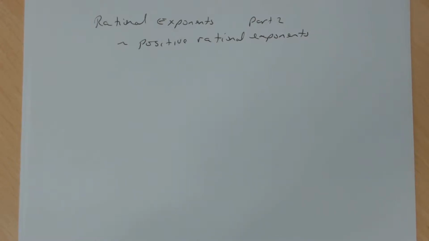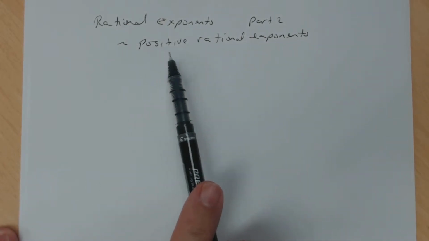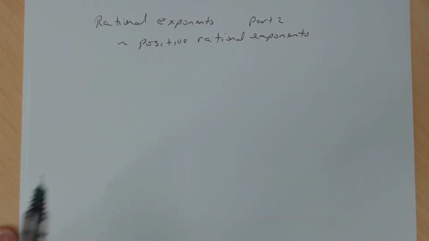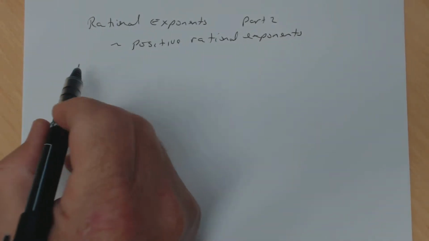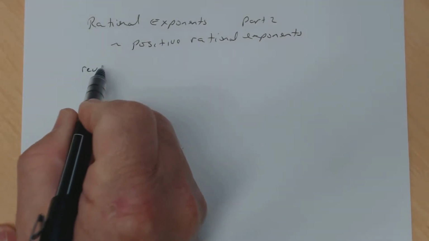Okay, so this is part two of simplifying expressions that have rational exponents. Now, again, we're going to be dealing with positive rational exponents, so our exponents will be positive. Now, remember in the previous lesson, we learned this. So just as kind of review.